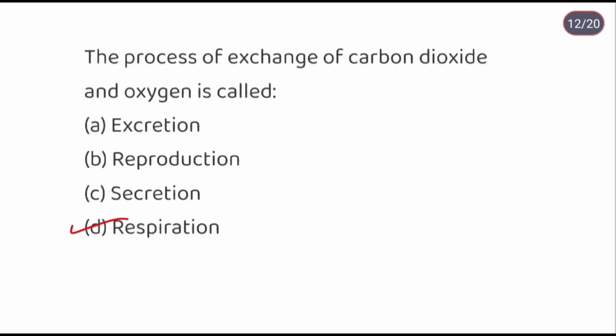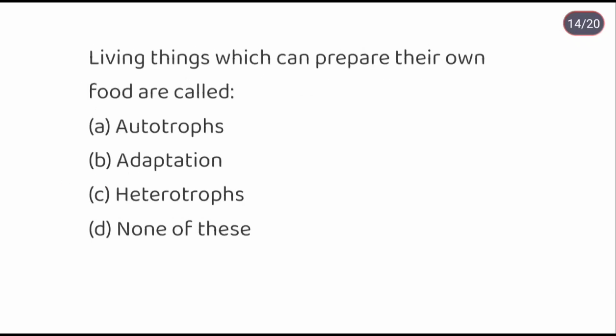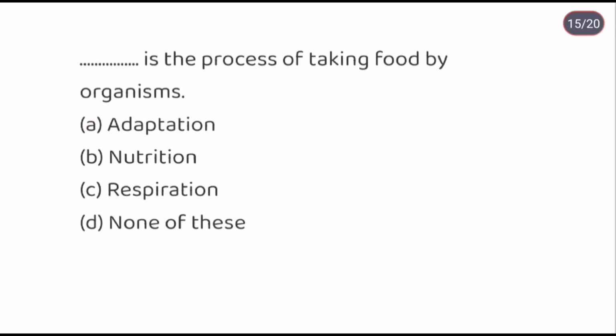The process of exchange of carbon dioxide and oxygen is called respiration. The living things that are not capable of preparing their own food and depend on others are heterotrophs. Living things which can prepare their own food are called autotrophs. Dash is the process of taking food by organisms. Nutrition.